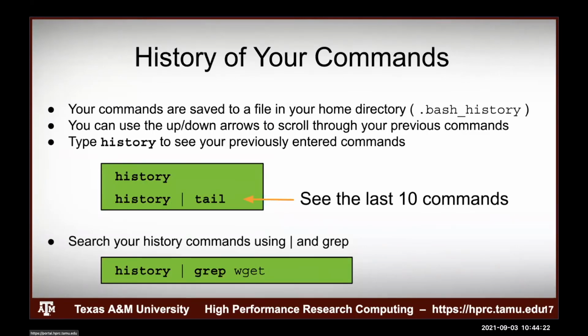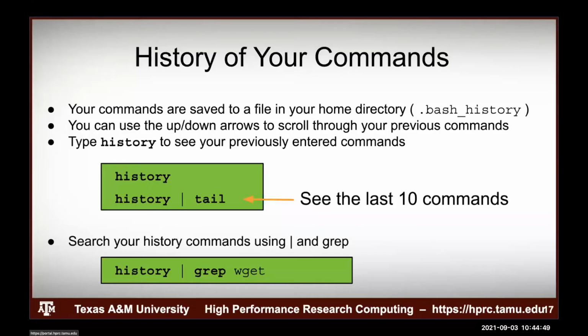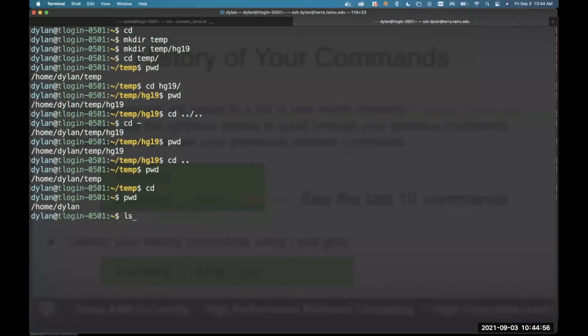Okay, the history of your commands. Your commands are saved to a file in your home directory called .bash_history. It starts with the dot, it's a hidden file, it's always in your home directory. You can use the up and down arrows to scroll through your previous commands. So in the Linux terminal, I'm going up on my keyboard, and I'm seeing all the commands that I entered. All of these commands are saved in your home directory in a file called .bash_history.